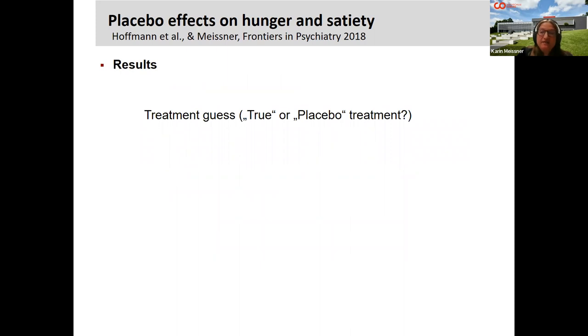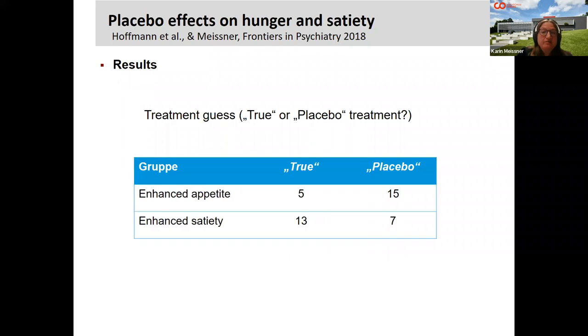And the results, first the treatment guess: did you receive the active treatment or the placebo treatment? Here we saw that in the enhanced appetite group, some more people believed to have received a placebo as compared to the enhanced satiety group. So the enhanced satiety group might have been a little bit more credible to the participants.